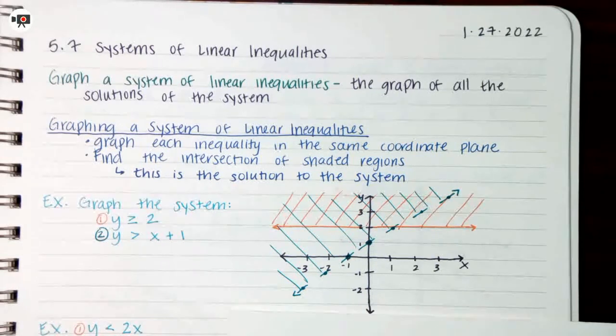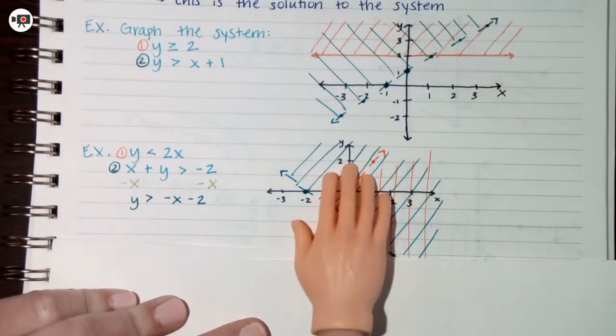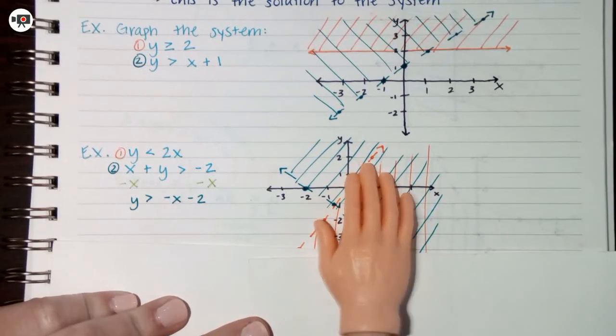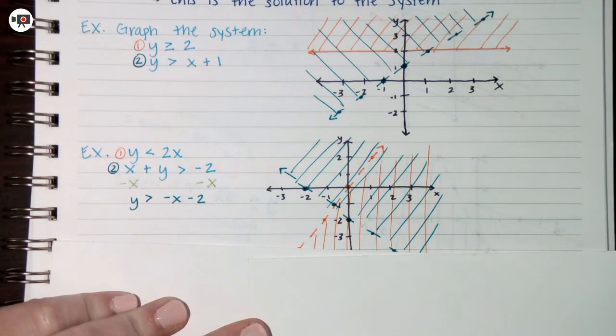To graph y is less than 2x and x plus y is greater than negative 2, my first equation, my y-intercept is 0, so it crosses at 0, 0, and my slope is 2, so I go up 2 to the right 1. And it will be dashed. It is just less than.